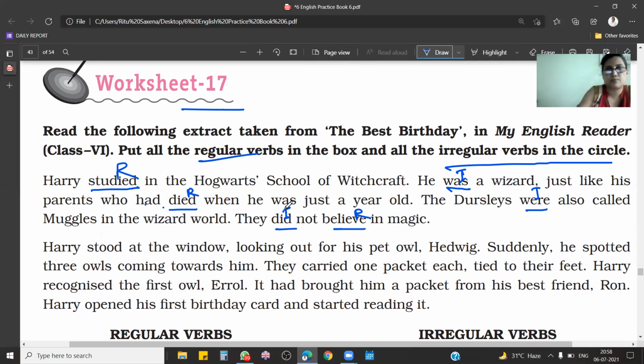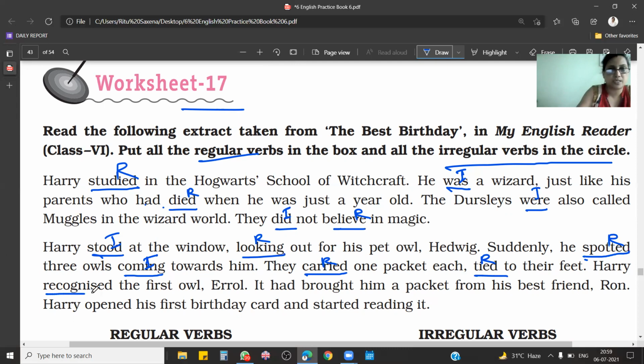This is irregular. Now Harry stood, this is irregular, at the window, looking out, this is regular, looking out for his pet owl. Hedwig suddenly spotted, is regular, three owls. Came. So it is come. So is it regular or irregular? I'm confused. Must be irregular. Towards him, they carried, this is again regular, one packet each. He tied, regular, to their feet.